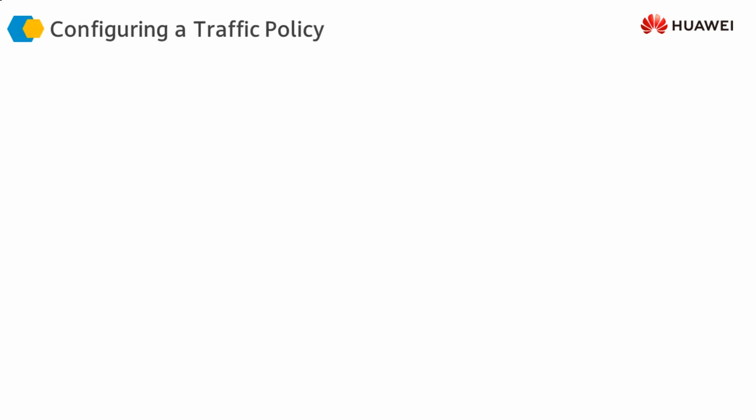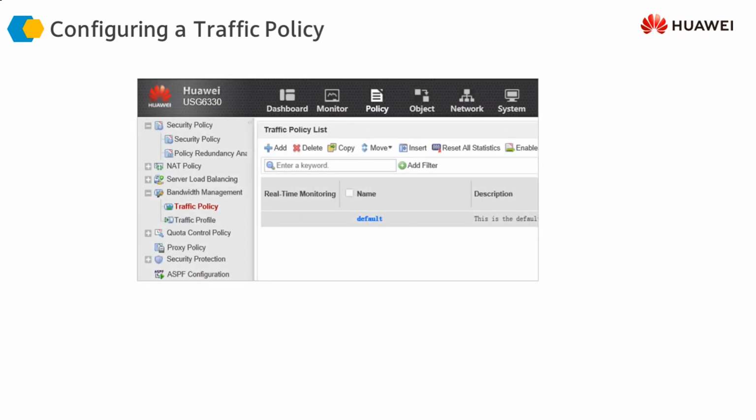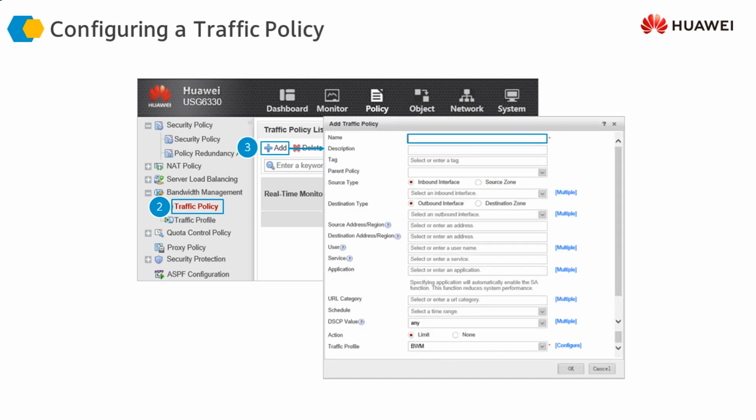The next important configuration that we need to do is related to the traffic policy. We can configure the traffic policy as we discussed earlier, and in this traffic policy we are going to look at the different methods of classifying the traffic. What we do is go to the policy at the top, then come to the bandwidth management here, and then go to traffic policy and add a traffic policy. We can give any name to this traffic policy. Once we've given the name, this is going to be our traffic policy.